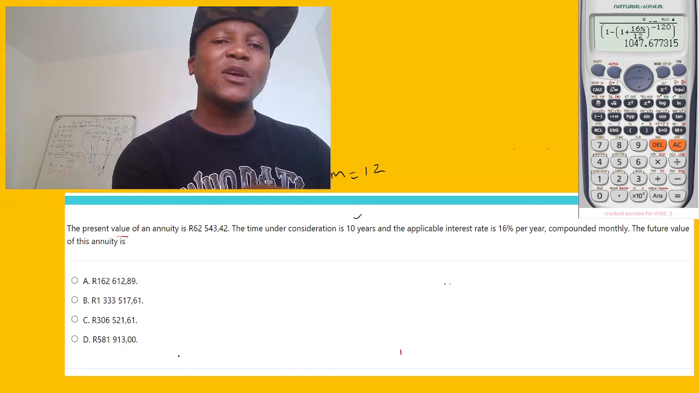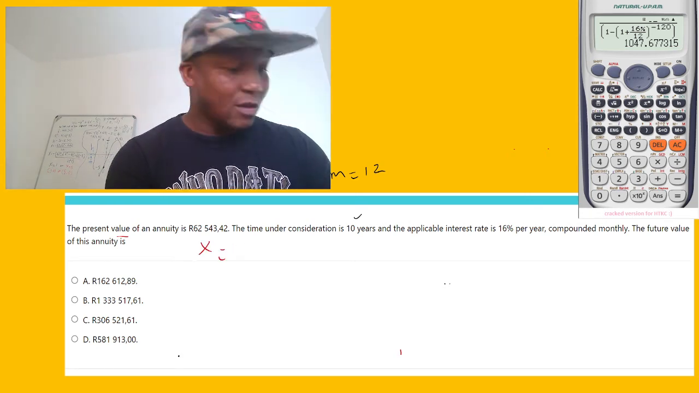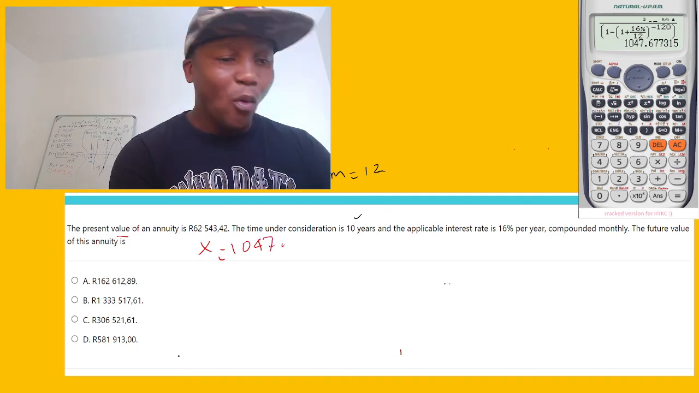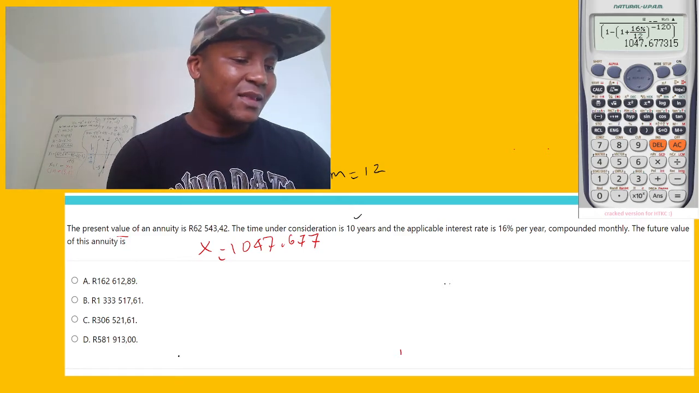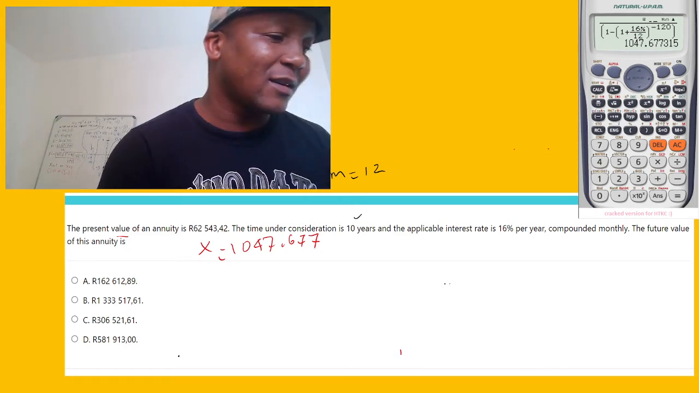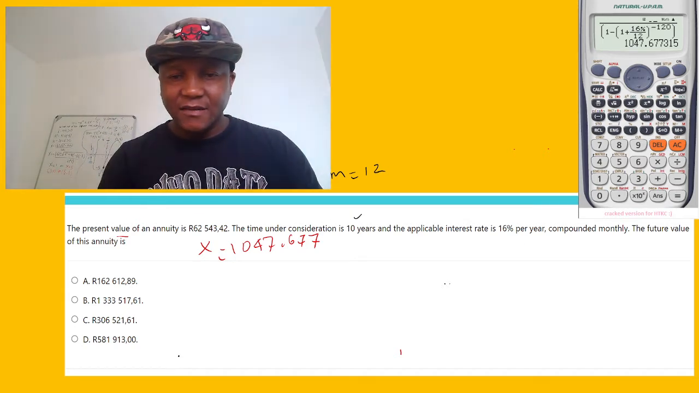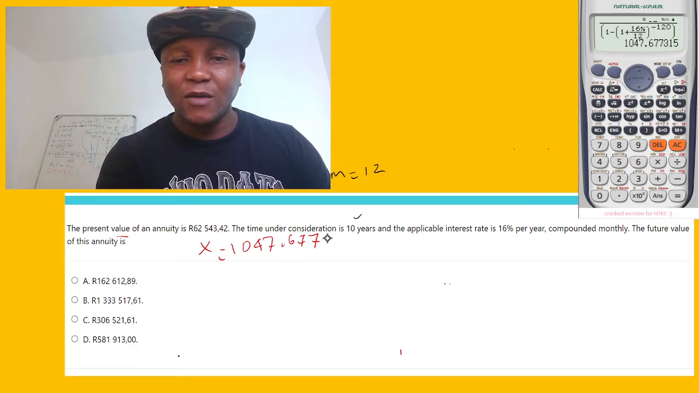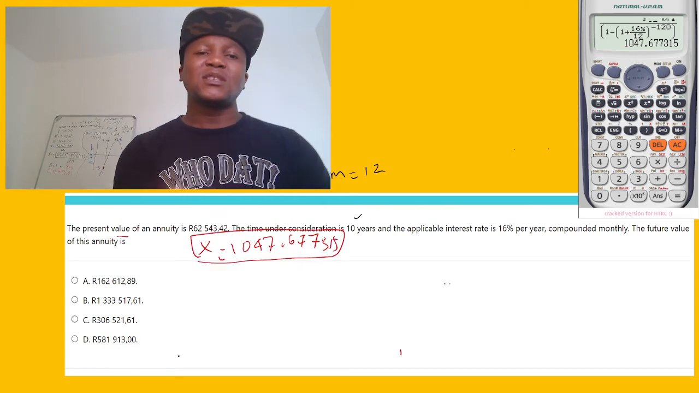Okay, so now we're going to say our X equal to 10,477.677315. Let me check. Okay, this is the value of X. So we haven't got the future value yet.